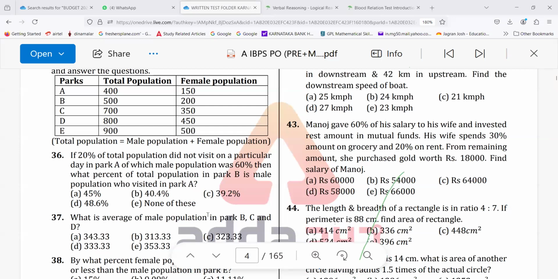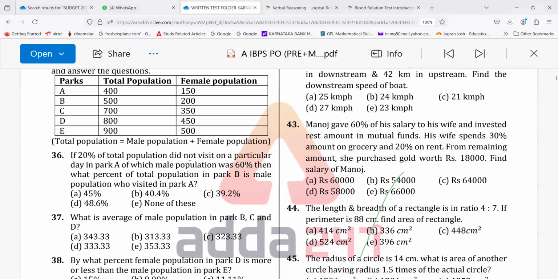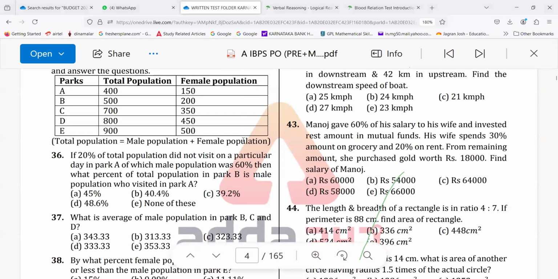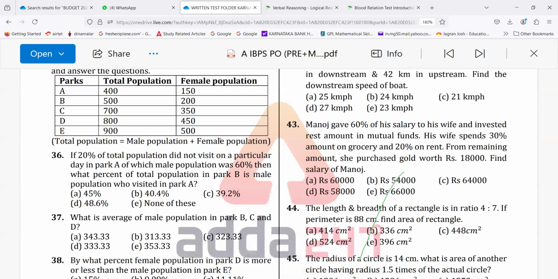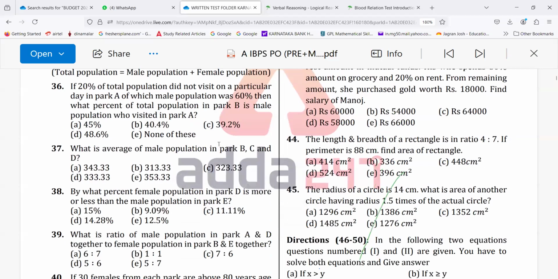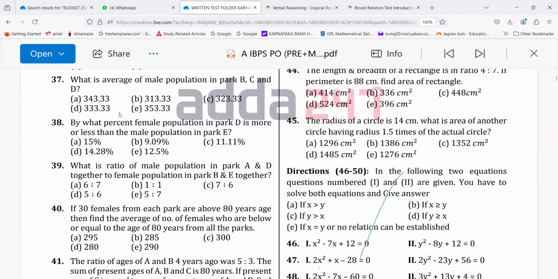So it is very easy. Of the problems, this is the easiest problem. You can find out the male population here. Add all those three, it becomes 1000. Average means 1000 divided by 3, 333.33. Now what is the answer for 38?